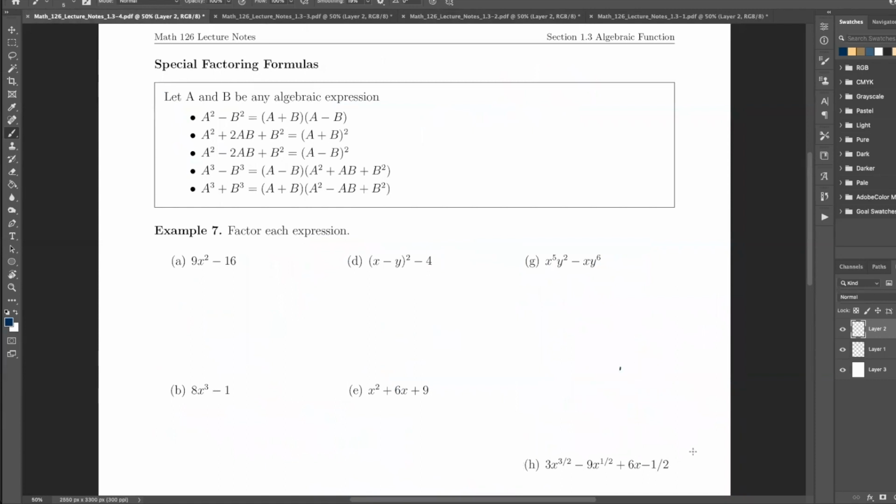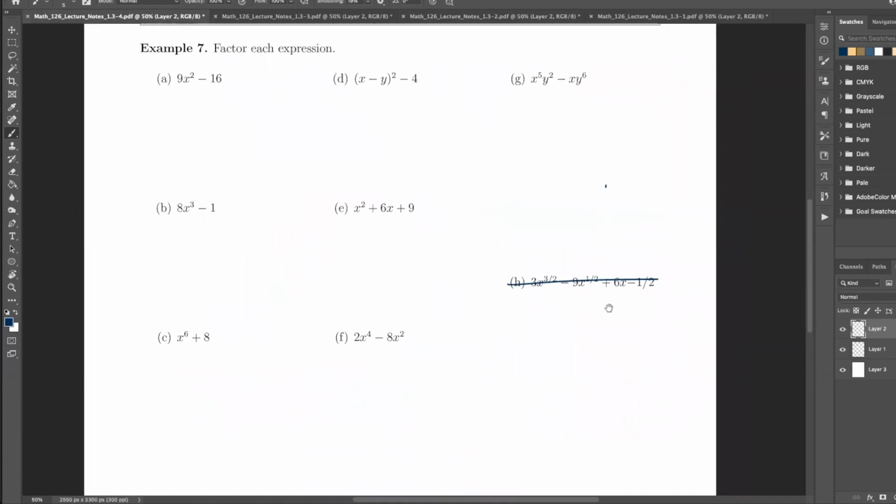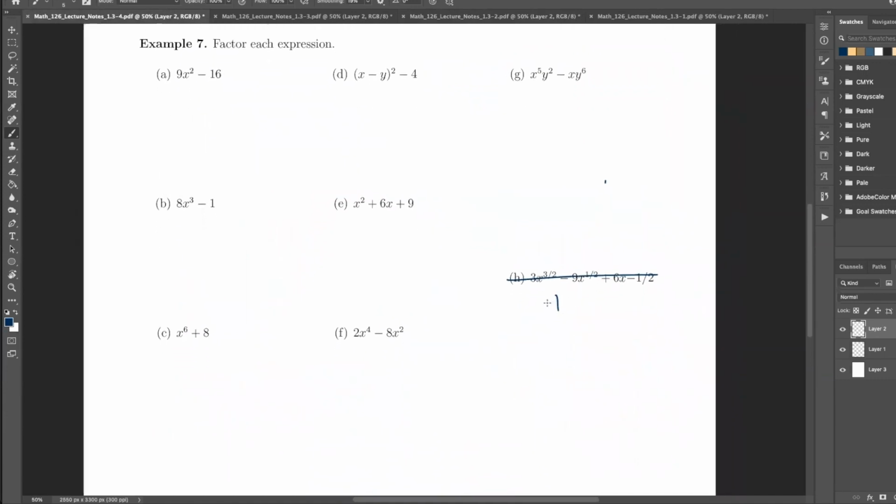For this one, we're going to go ahead and skip H. I will tell you straight off the bat, this is just something the book does for fun. Yeah, it's good to know. Don't worry about it. Just don't worry about it.